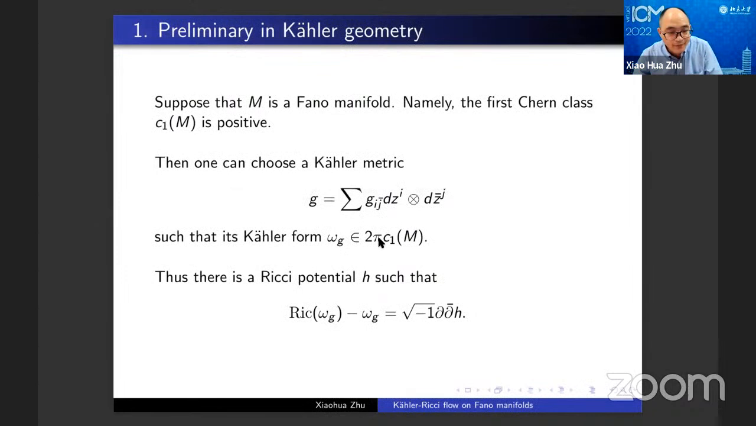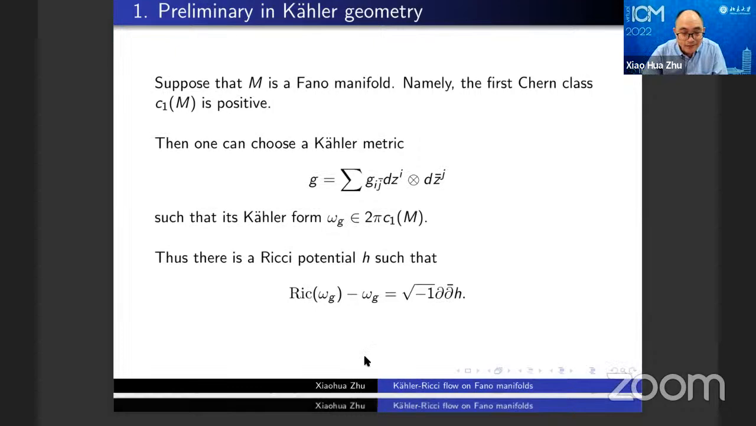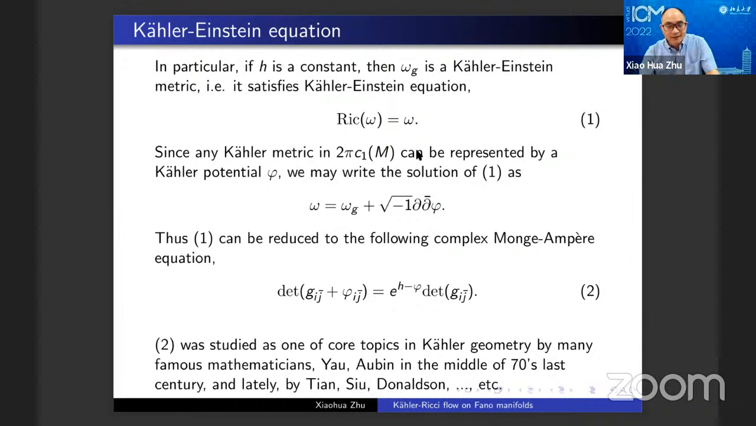So now we assume M is a Fano manifold. This means the first Chern class is positive. So we can choose a metric g = sum g_{i\bar j} dz^i ⊗ d\bar z^j, and its Kähler form ω_g is in the c_1 class. So there is a Ricci potential h, such that the Ricci form minus the Kähler form is equal to √-1 ∂\bar∂ h. In particular, if h is constant, the metric is an Einstein metric. This means it satisfies the Einstein equation: Ricci form equals Kähler form. Also, this means the Ricci quotient is constant.